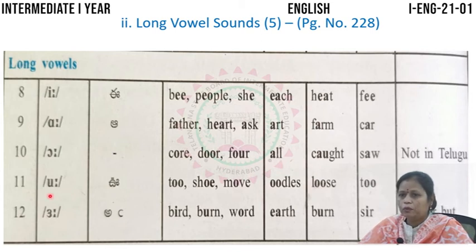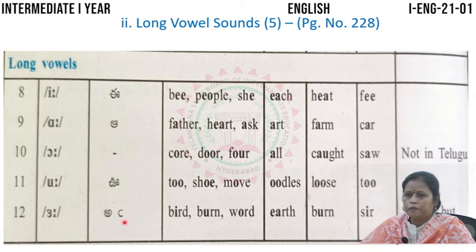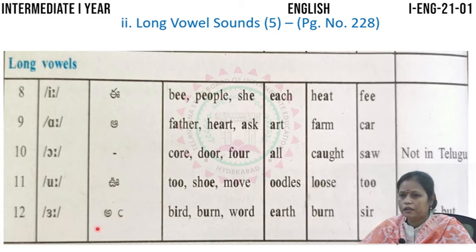Next, oo. O with 2 dots, as in to, show, move, oodles, lose, too.